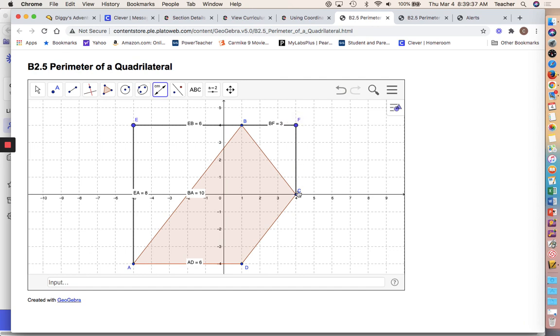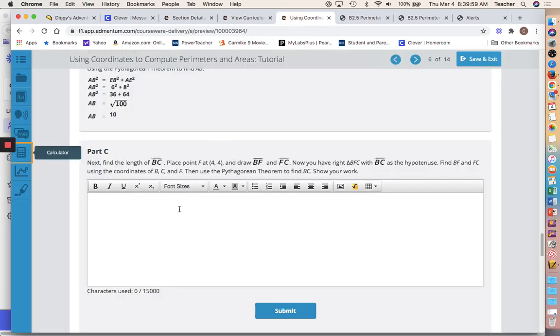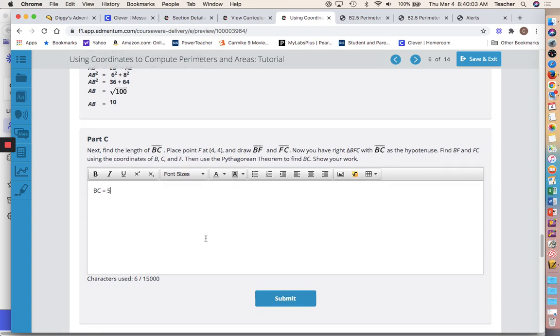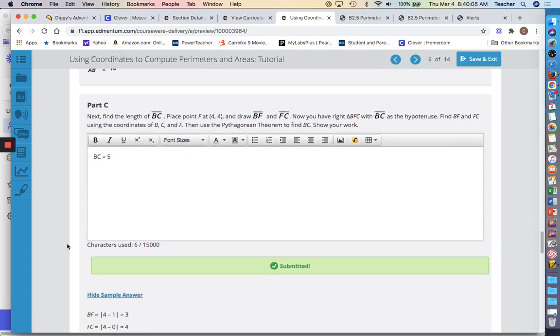This we need to count. So there's 1, 2, 3, 4. It's a 4. And in all honesty, if you've been watching any of my videos or sitting in my classroom, you know this is a 3, 4, 5 triangle. It's one of those triples that I always talk about. So this is 3, this is 4. Then this right here, BC, is 5, automatically. There it is, 3, 4, 5. So BC is 5.